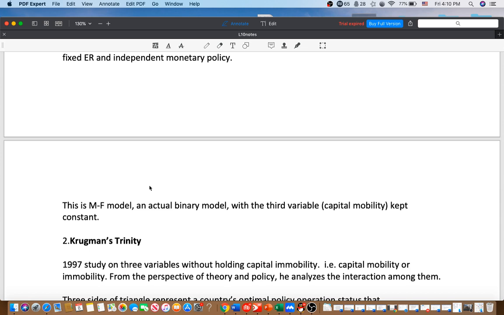From the practical analysis, the member countries of the OECD, Organization for Economic Cooperation and Development, implement the free flow of capital, which requires an independent monetary policy. Therefore, they must implement the floating exchange rate system and give up stability of foreign exchange rates.